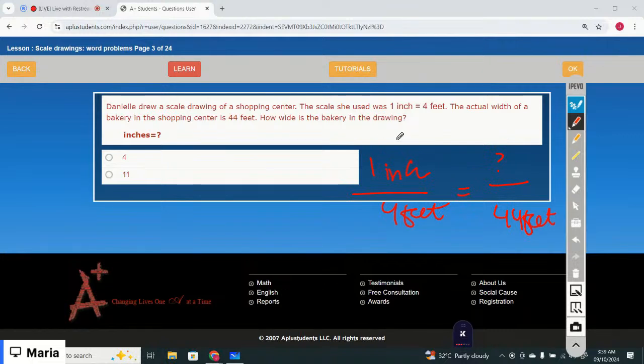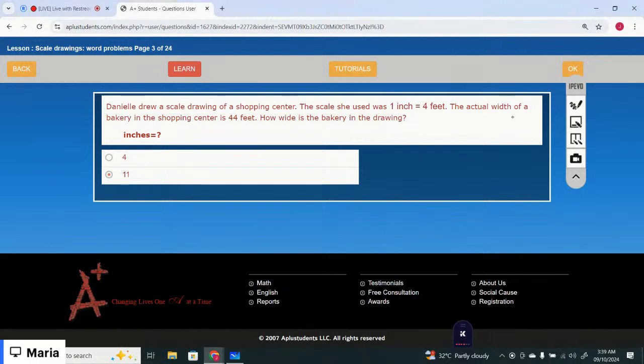That is 11 inches. The correct option is 11. Option number 2 is the correct option.